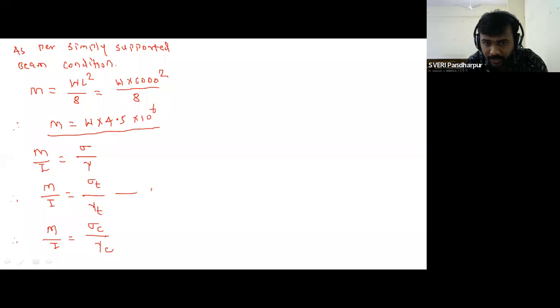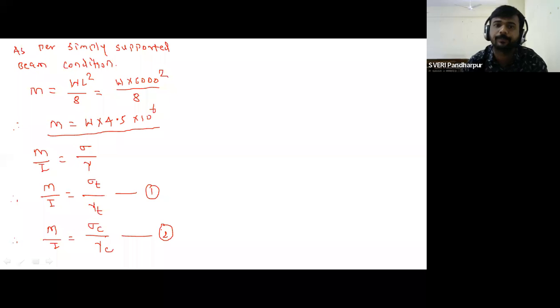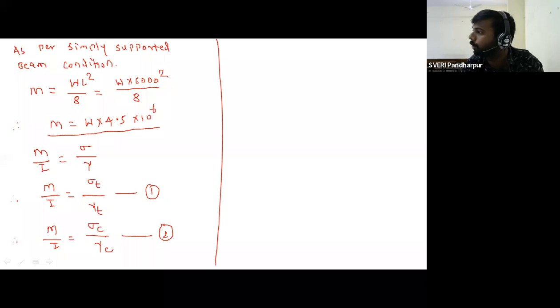So this is equation number 1 and this is equation number 2. M upon I is common for the tensile stress calculation and the compressive stress calculation. So I will take the first combination for my further calculation.